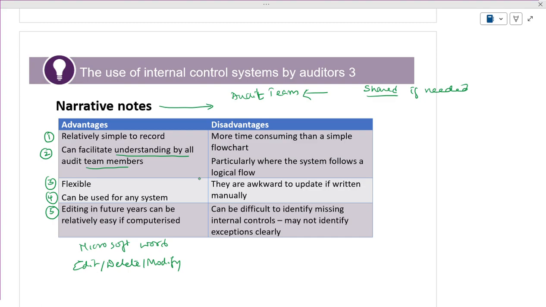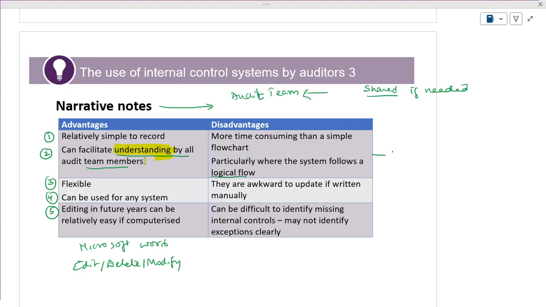More time consuming. Yes, people, see, there is more, you have to write as much as possible. Particularly when the system follows a logical flow, there is nothing like that. There are no steps. It is all the understanding that happens to us. There is no logical flow.